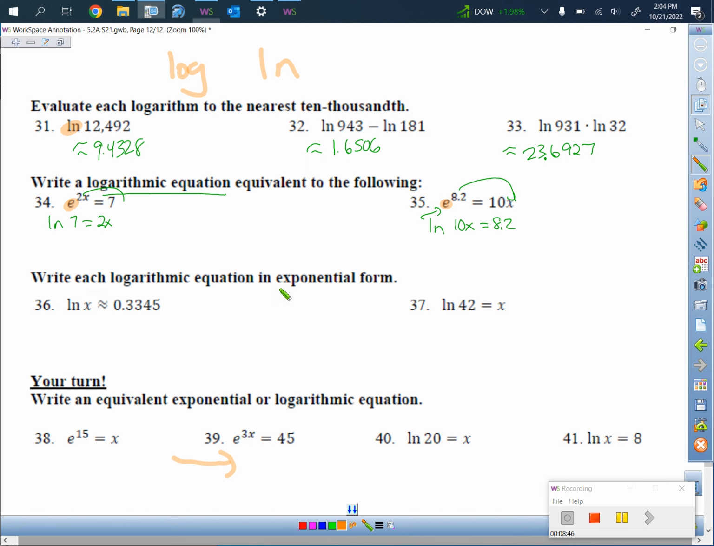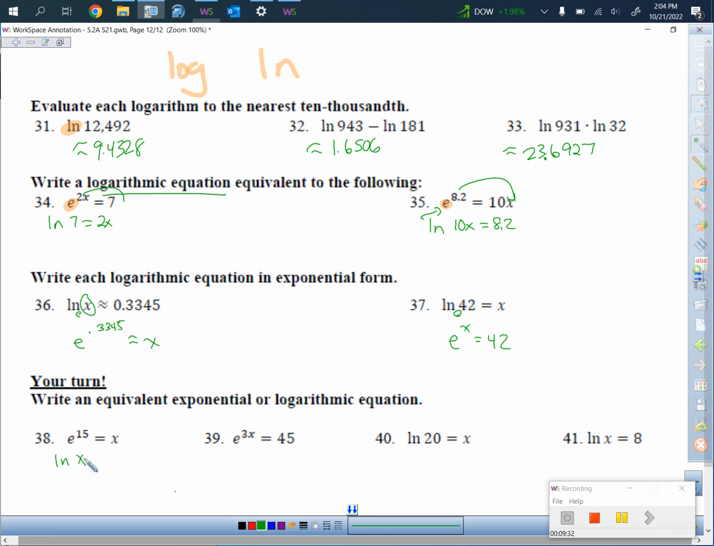So write each log in exponential form. Remember, little e is the base on this guy, so we're going to take the base to this exponent, 0.3345, and that will be approximately the argument, since they use an approximate sign. Here, e to the exponent equals 42. So I will let you guys try the last few there. Change it from either exponential form to log form or log form to exponential form. Give it a shot. See what you think.